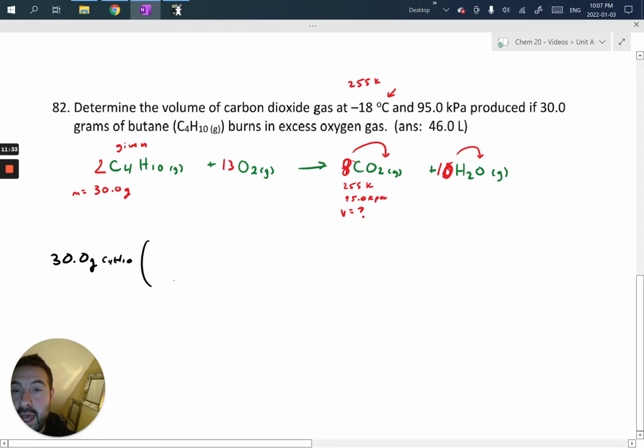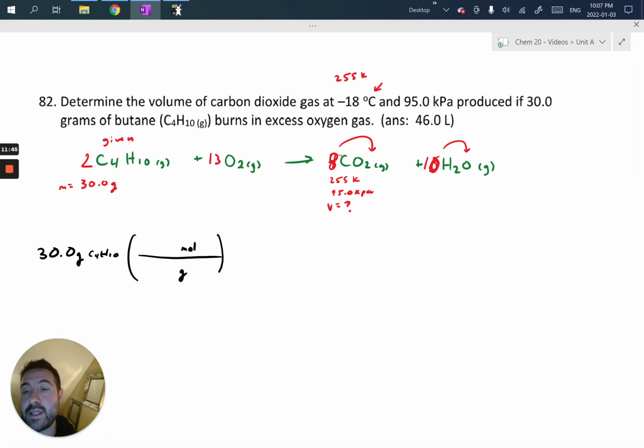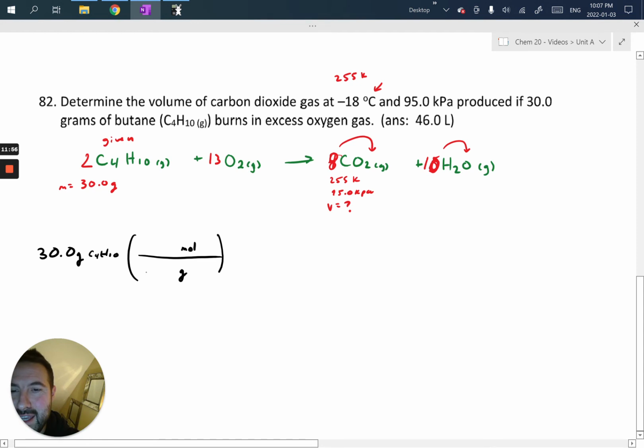And so I'm going to do that by converting 2 moles from grams. That conversion factor is a molar mass. So I need the molar mass here of butane. If I want to go from grams to moles, I need the molar mass. The molar mass of butane, I already calculated it, is 58.14 grams per mole. Okay, I'm going to put my C4H10 in here.